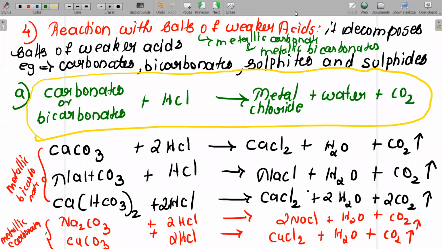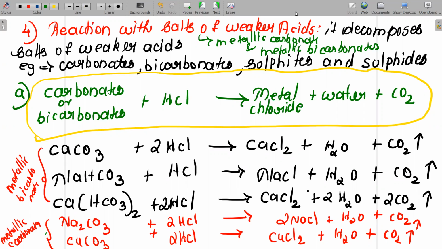So listen carefully, children. We are continuing with the reactions. The next reaction is the reaction with the salts of weaker acids. Now what happens in this case? Reaction with the salt of weaker acid. When HCl reacts with the salts of weaker acid, what happens?